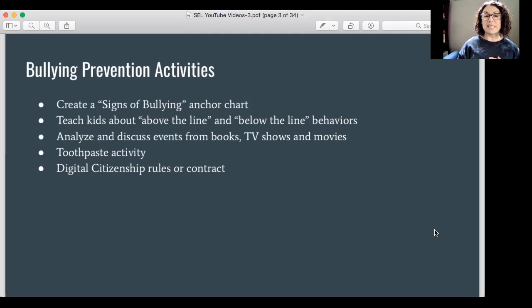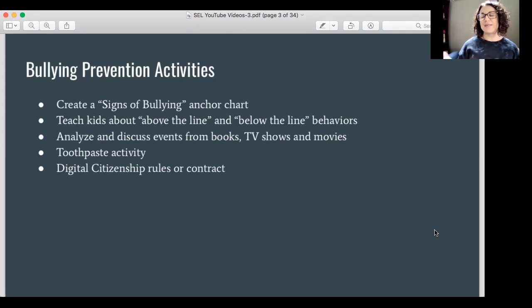And I have seen this activity be incredibly successful from kindergarten all the way up through middle school. I have yet to see a class of kids that didn't really enjoy this activity. Yes, it's a little bit messy, but this is sort of one of those unicorn activities that you can use with most age levels, and they really enjoy it.